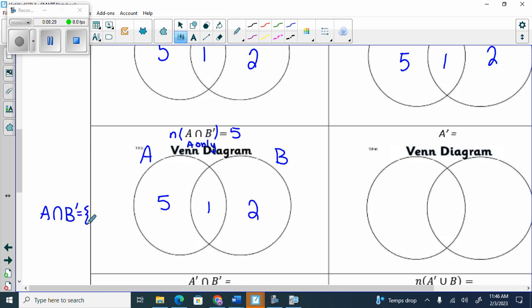So what are the elements that are in A but not in B? 3, 6, 9, 12, 18. Right? They're the ones in A only. And how many of them are there? 5. So it does show that it actually works, right? Those are the ones in A only.